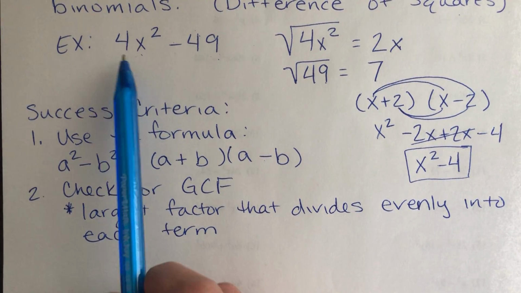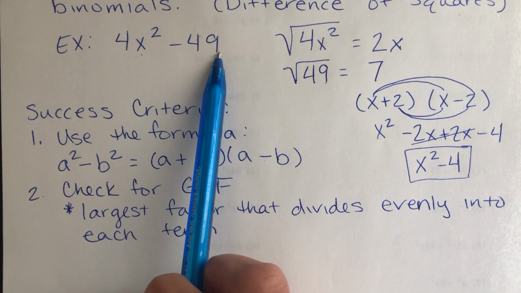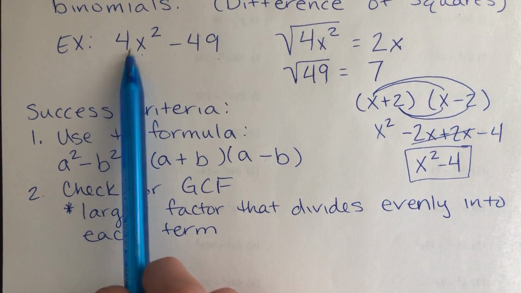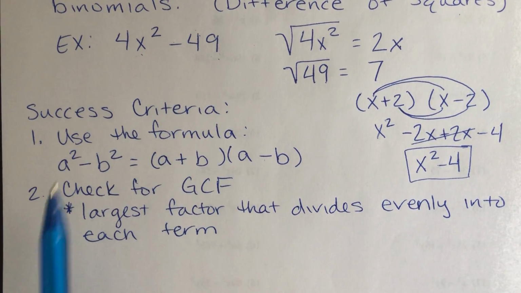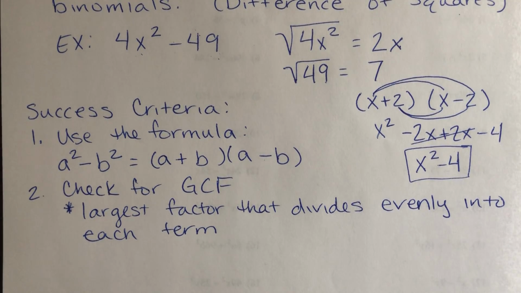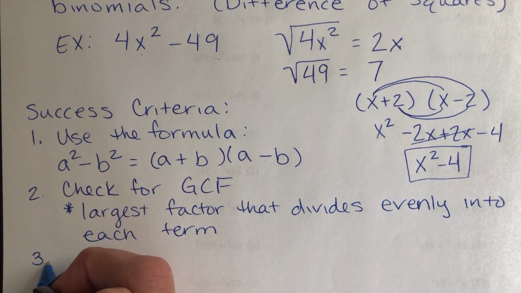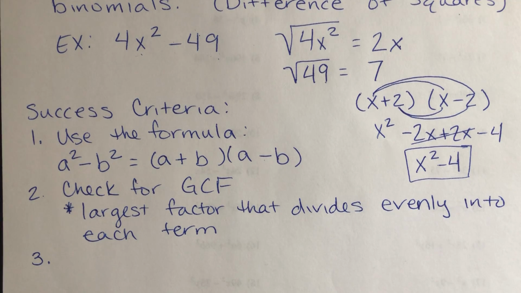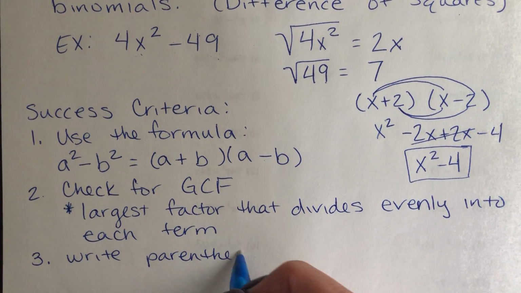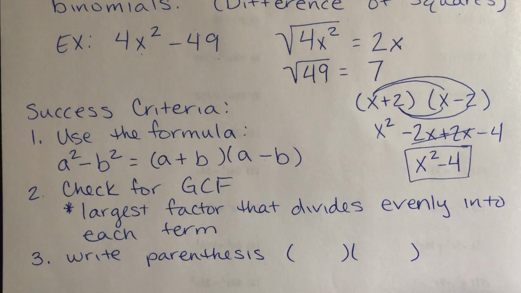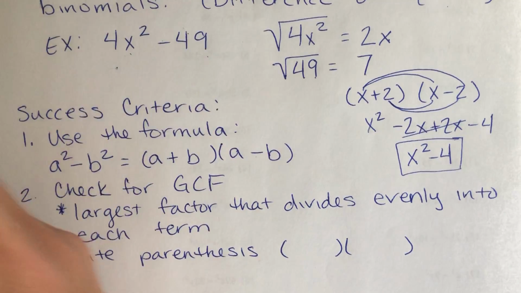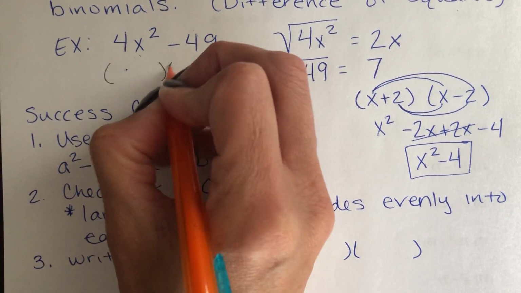Okay, so I have two terms here. I have 4x squared and I have 49. So I'm thinking, is there a number that divides evenly into both 4 and 49? And there is not. So step 2, we can skip that because this problem does not have a greatest common factor. We will look at one that does eventually, but for this problem, it doesn't. So I'm going to go down to step 3, and I'm going to write my parentheses out, getting ready for this form here. So here's my answer, I'm starting with my parentheses.